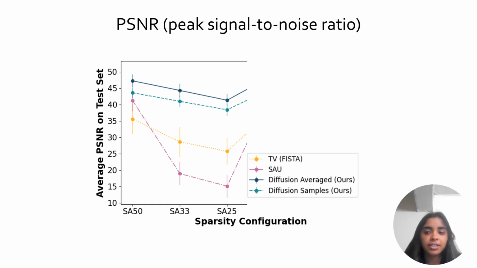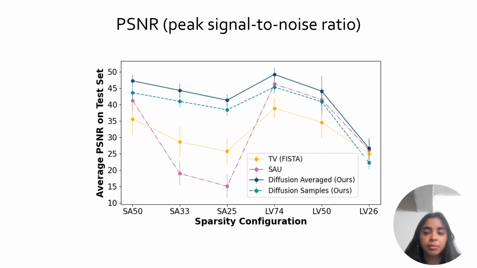For a quantitative analysis, we performed image reconstruction on the test set of 100 images. Across all 3 spatial aliasing configurations, we found significant improvement over the baselines. As for the 3 limited view configurations, we found that our method performed on par with the end-to-end baseline. The empirical mean of our samples yields a significant improvement even over the end-to-end baseline. In our paper, we show a similar trend for the SSIM, or structural similarity metric.